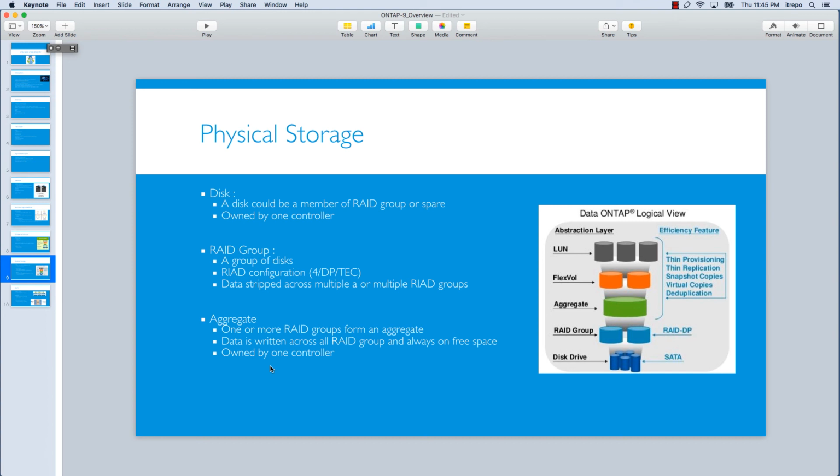For example, you have a maintenance window and you want to upgrade one of the nodes. You can move the aggregates out of one node to the other HA partner, fix a problem or do the upgrade, and then bring the aggregates back to the home node. So just keep in mind that aggregates are always owned by one controller at a time.